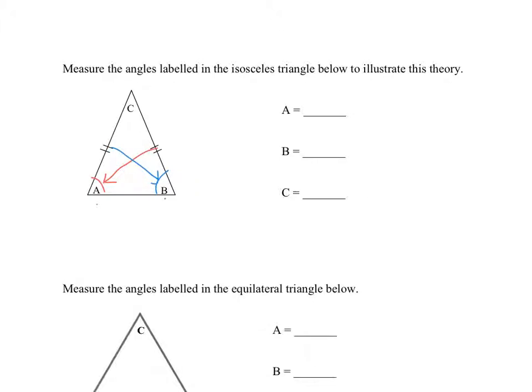And again, you can check this with your protractor. You can measure angle A and angle B, and then you can measure angle C. What you will notice is that A and B are the same, and the three of them should add up to 180.